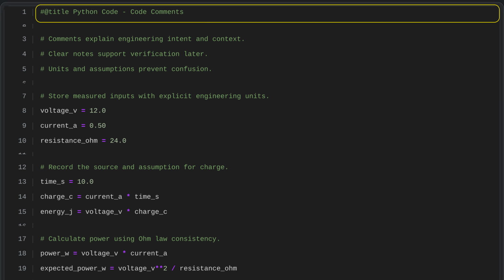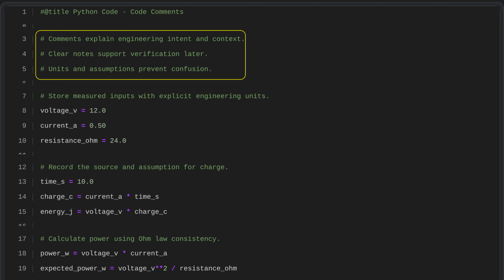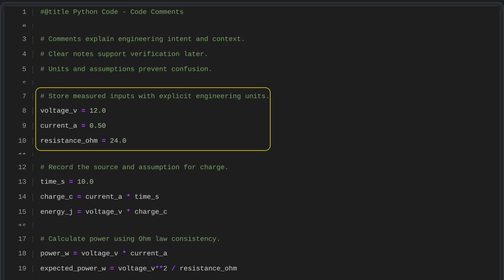Python code. Code comments. Good comments clarify the engineering intent behind a design and provide context for future readers. Clear notes also make later verification easier, while documenting units and assumptions helps prevent confusion. The circuit values are set as 12 volts for voltage, 0.5 amperes for current, and 24 ohms for resistance. Including explicit units keeps the quantities clear and helps prevent confusion in calculations.